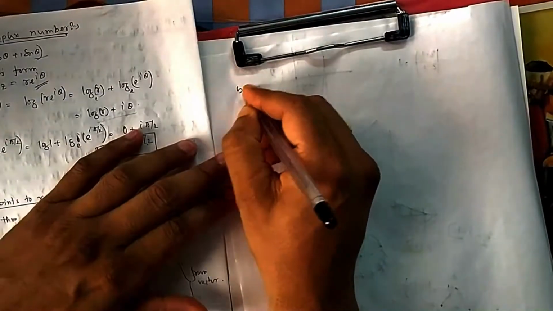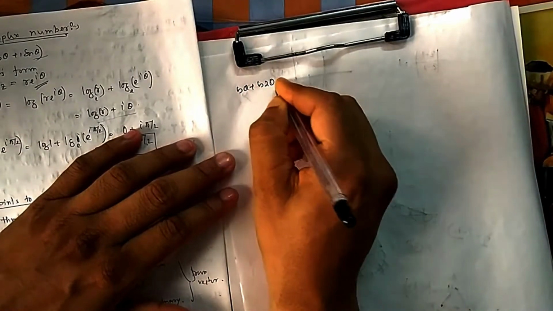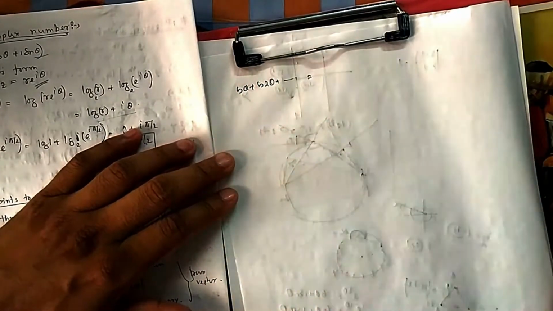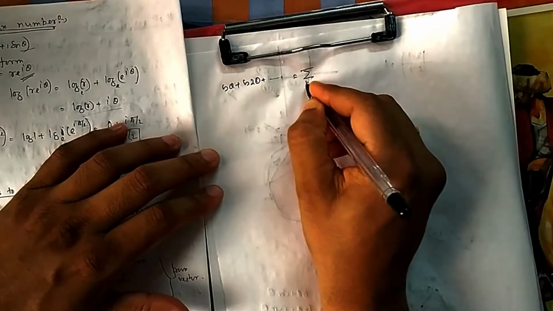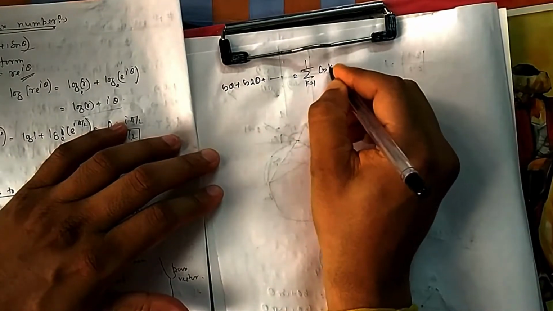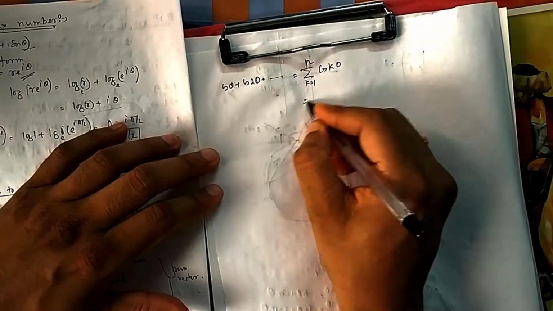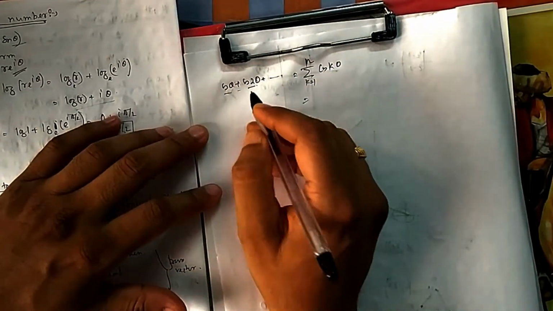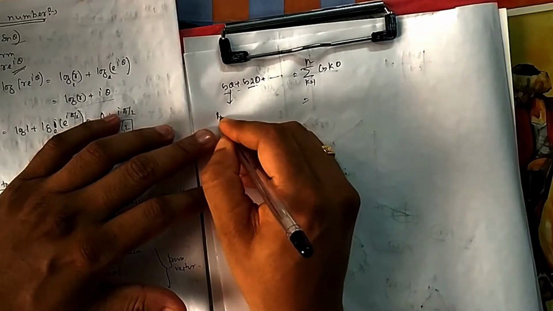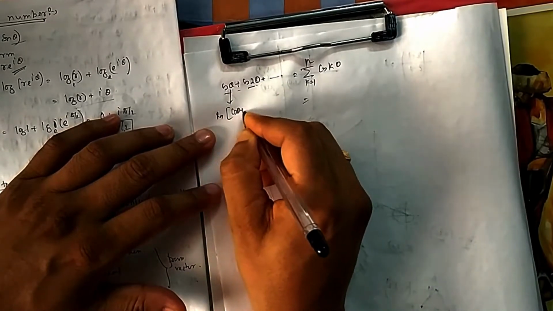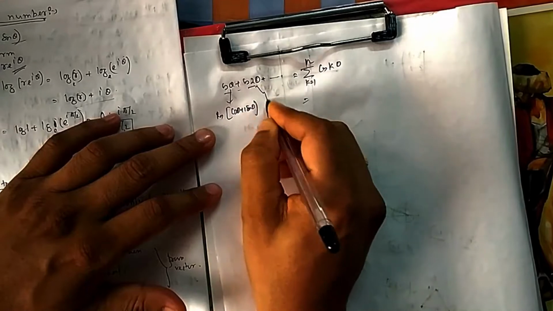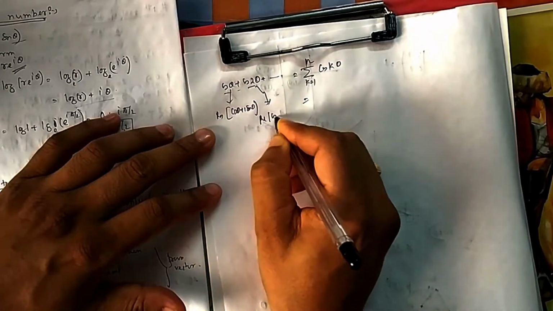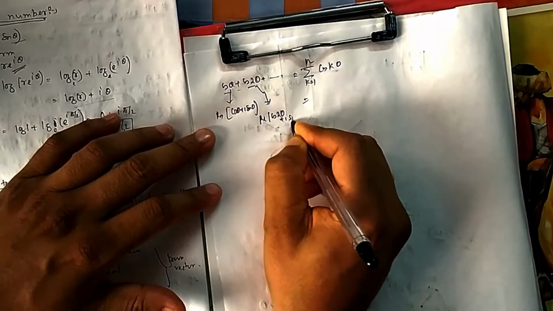Suppose you need to add cos theta plus cos 2 theta plus and so on. You can write it as a summation of k equal to 1 to n of cos k theta. We put the values of k, 1 and so on. How can we write it? You can write it as the real part of cos theta plus i sin theta, and this is the real part of cos 2 theta plus i sin 2 theta.